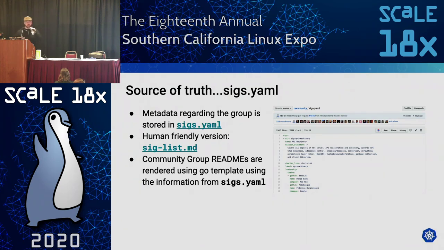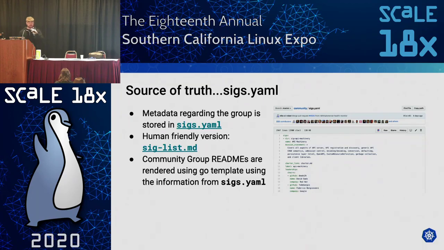So you hear me mention the READMEs are auto-generated. When we go to update SIG chairs or meeting times, we do it all in this one document, and then we have a Golang template that renders out everything else. So we have a nice consistent pattern between all the different SIG READMEs. We also have a TLDR version called siglist.md in the root of the community repo that just has the chairs and the different meeting times.